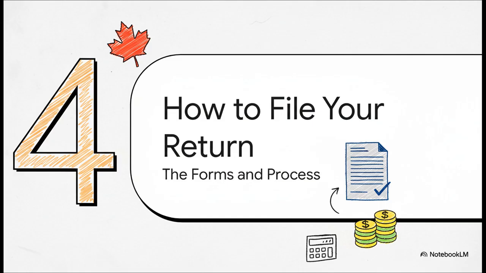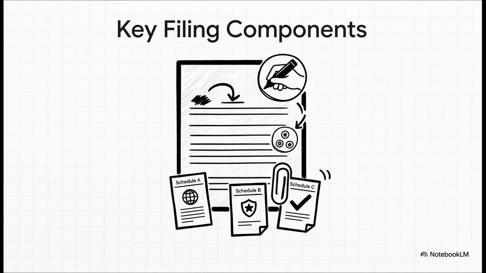The process itself isn't terribly complicated, but you have to be meticulous. You have to get the paperwork exactly right. Think of this as your checklist. First, you have to literally write Section 217 right at the top of the tax return. It sounds basic, but it's essential.